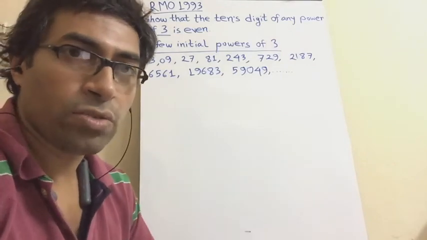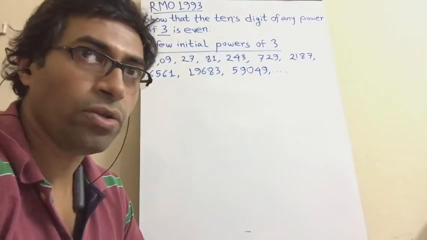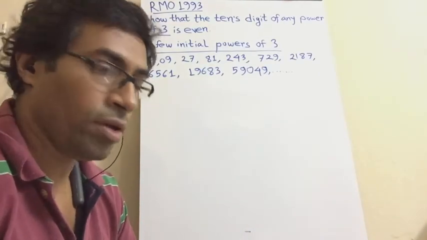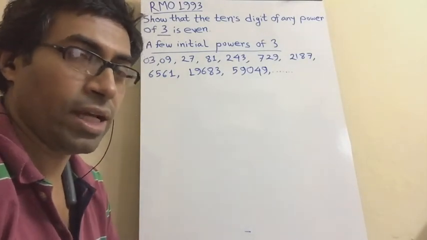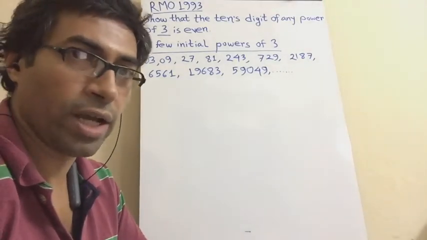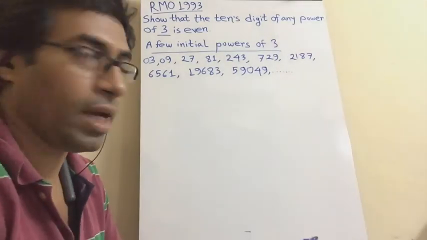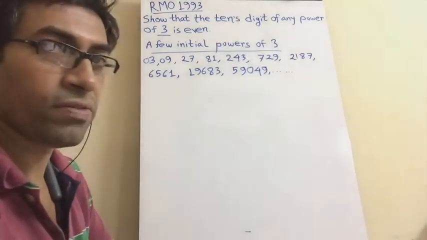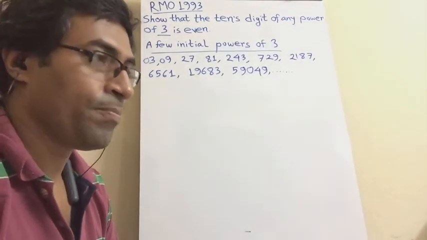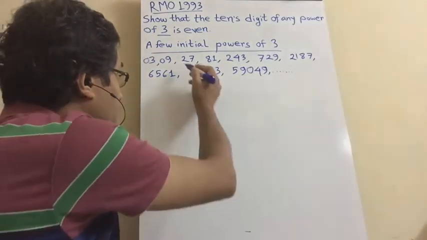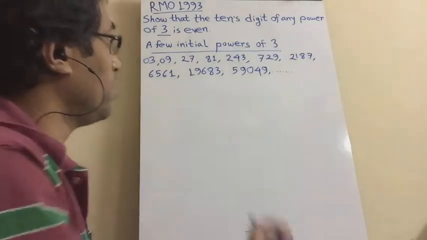In fact, for the first two powers of 3, since the results are single digit numbers 3 and 9, I had to add a leading 0. Adding a 0 in front of a number does not change its value, so you can basically assume 3 to be 03 and 9 to be 09, and 0 is an even digit, so we don't have a problem for 3 and 9. And even for the rest of the numbers, the second digit from the right, that is the tens digit, is always an even digit. For 27 you have 2, for 81 you have 8, for 243 you have 4, and so on.